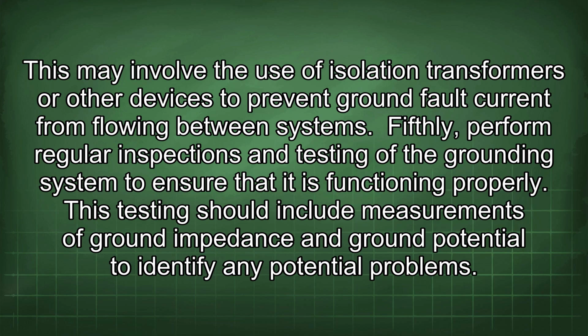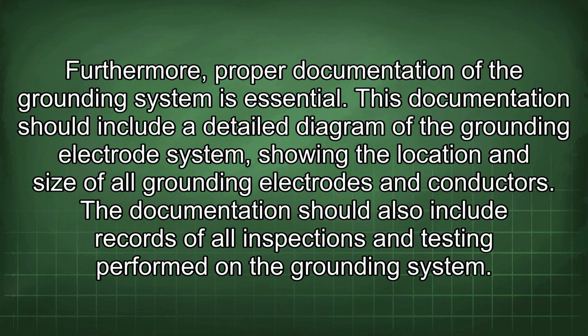Fifthly, perform regular inspections and testing of the grounding system to ensure that it is functioning properly. This testing should include measurements of ground impedance and ground potential to identify any potential problems. Furthermore, proper documentation of the grounding system is essential. This documentation should include a detailed diagram of the grounding electrode system showing the location and size of all grounding electrodes and conductors. The documentation should also include records of all inspections and testing performed on the grounding system.